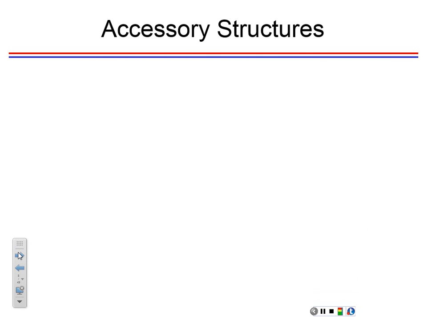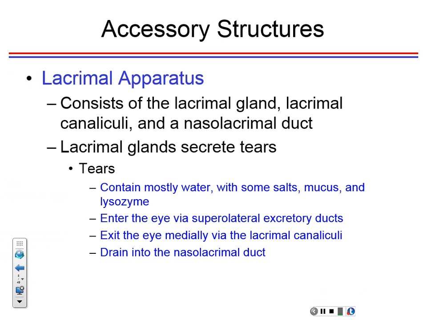So, more accessory structures. We've got a lot of accessory structures. Then we've got to go through the retina with all the cones and some of the specialized cells that modify the signal that goes through the optic nerve, which is sensory. So, the lacrimal apparatus consists of the lacrimal gland on the top lateral corner of the eye, and then the ductwork that takes the tears eventually to the nose.